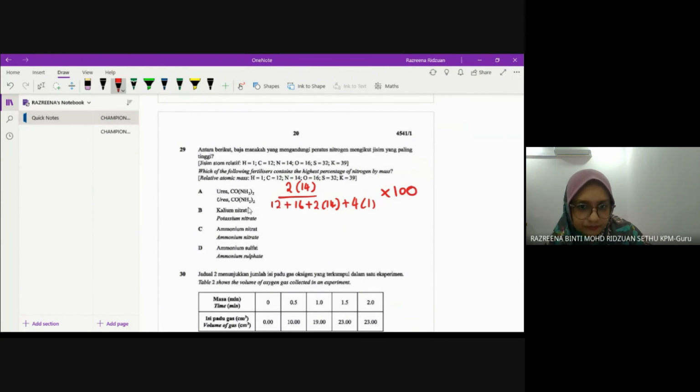100. Okay, potassium nitrate, KNO3. Okay, so count for this, and count for this. Okay, the same method you have to use. Okay, let's say this is 14 divide with 39 plus 14 plus 3 times 16 times 100.